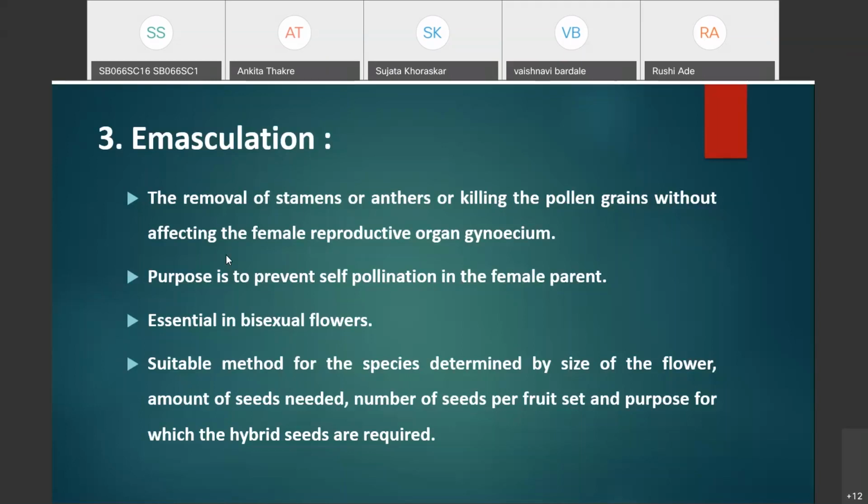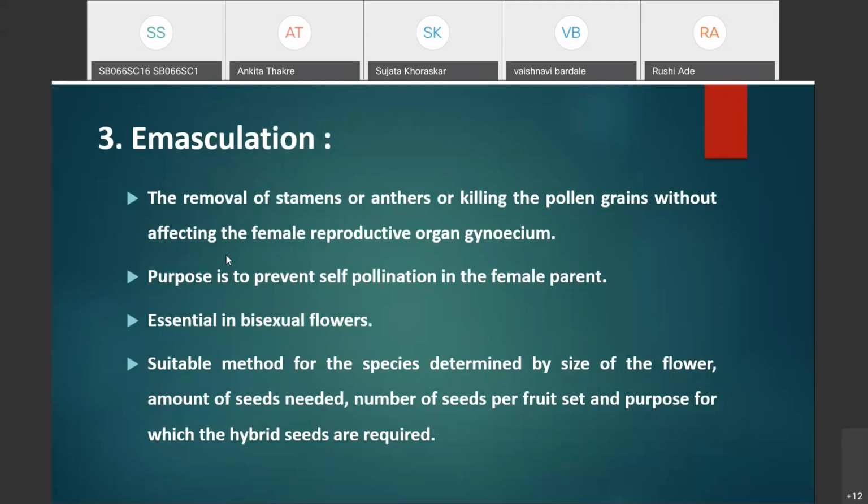Okay, various methods of emasculation. For example, number one is hand emasculation, or simply the forceps or scissor method. Then another method is the suction method of emasculation, then hot water treatment, alcohol treatment, cold treatment, and also genetic emasculation. These are the different methods of emasculation, but the method which is suitable for a particular parent should be determined by the size of the flower.